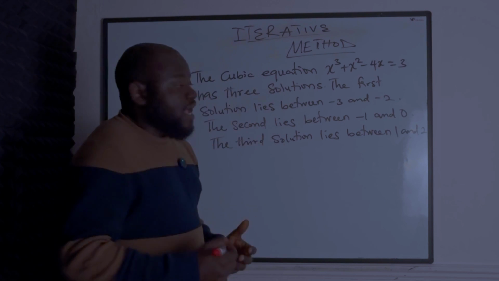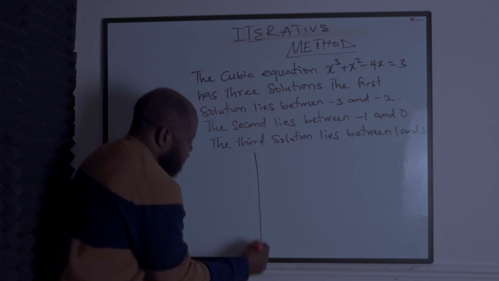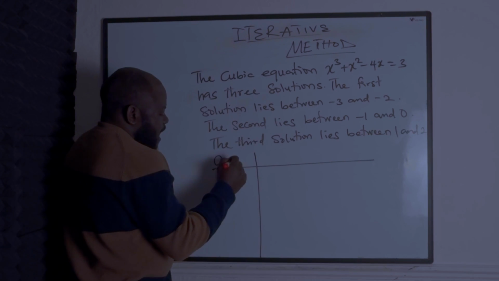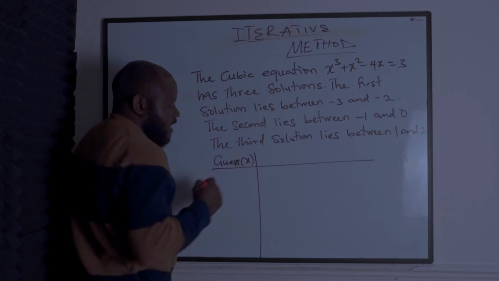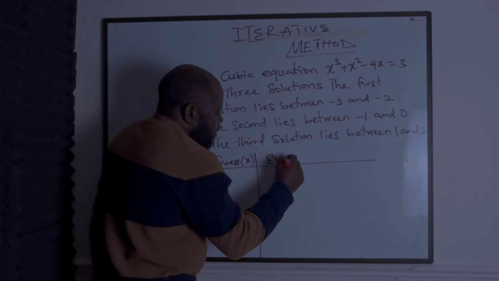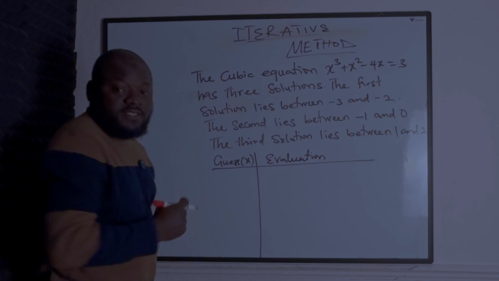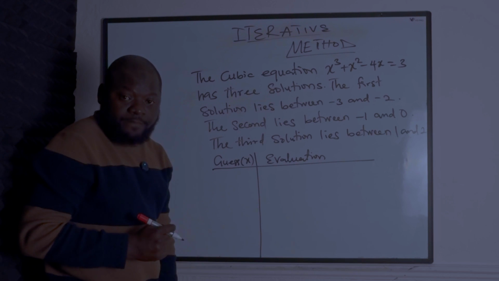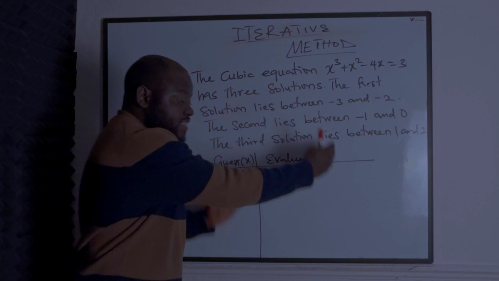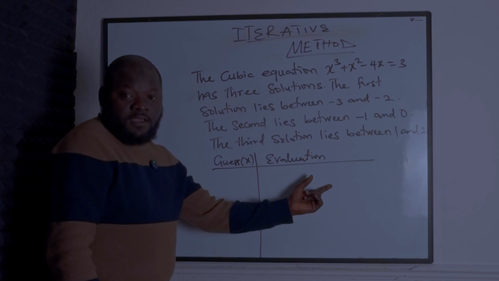Now, for you to understand how the pattern goes, I would like to draw a table like this. This is going to be our guess value for x that we are looking for, and here is our evaluation part. That is where we are going to evaluate the question given. In some cases in the exam, they might give you the table to complete if they want to give you hints. Am I making sense?